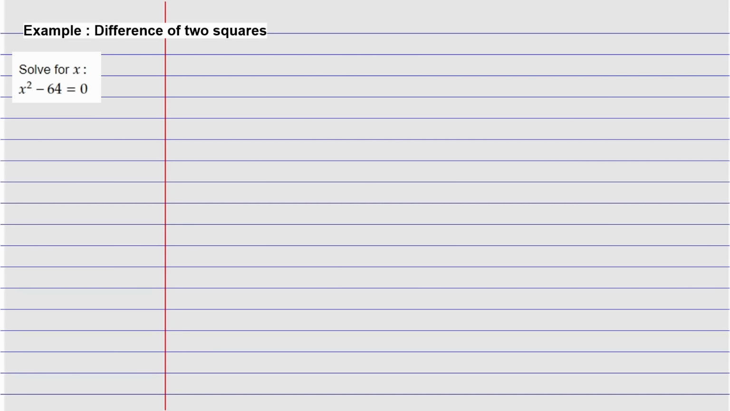So now what we're going to do is solve for x, but now it's a difference of 2 squares, right? So we see the fact that this is a difference of 2 squares. So we are going to have two brackets. So it's going to be x minus 8, right? And it's going to be x plus 8 is equals to 0, right? Equate both brackets to 0. So it's going to be x minus 8 is equals to 0, or it's going to be x plus 8 is equals to 0.